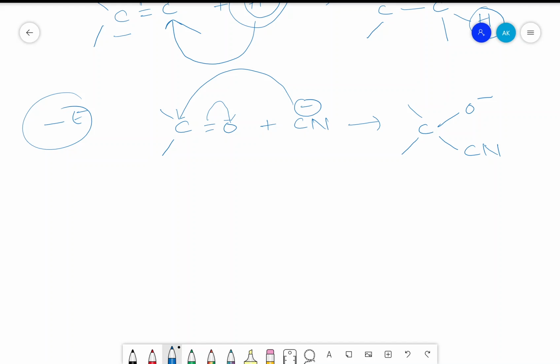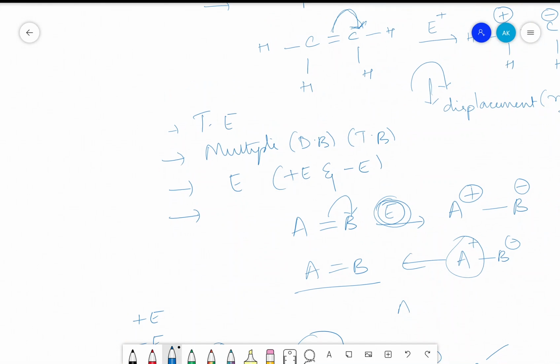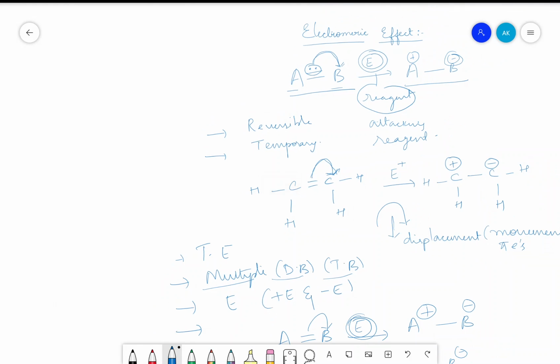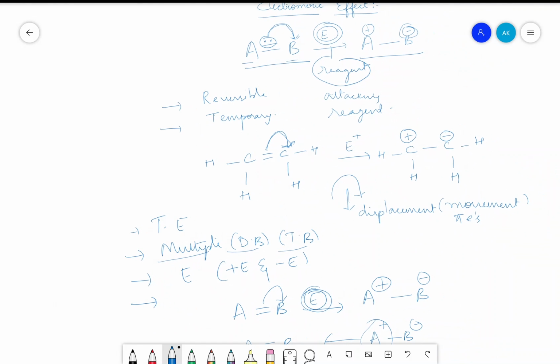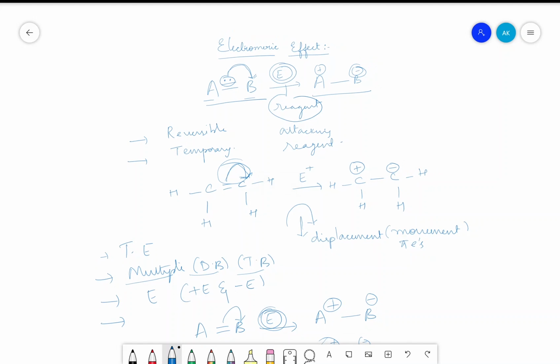Electromeric effect is of two types. It is a temporary effect, as we have discussed. It is possible in multiple bonded atoms where we have double bond and triple bond. One more important thing to remember here is that it is reversible and the displacement of pi electrons is shown by a curved arrow. This is what you need to remember in this particular topic of electromeric effect.